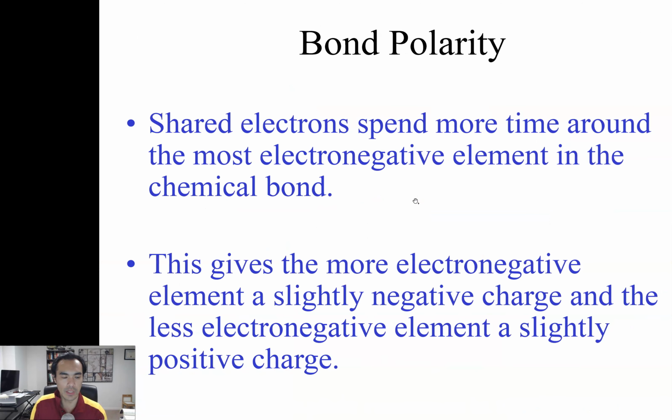Okay, so let's talk about bond polarity real quick. Bond polarity has to do with electrons spending more time around the area that's more electronegative. So I want you to think of polarity as an unequal distribution of charges, because these electrons are circulating around, but they get shifted towards the atom that loves taking electrons. And so the more electronegative element has a little more negative charge, and the less electronegative has more of a positive charge.